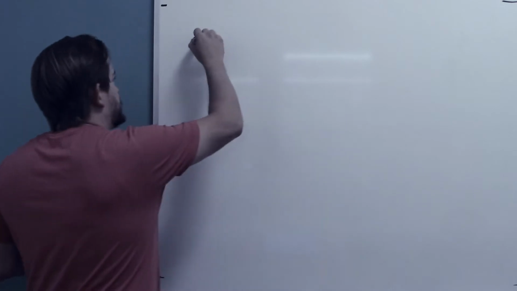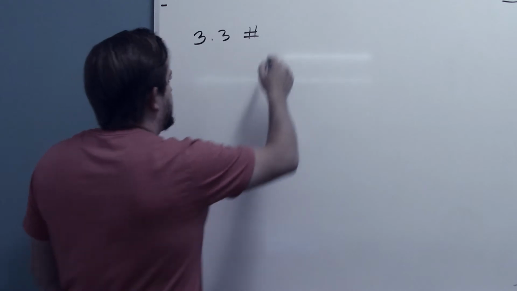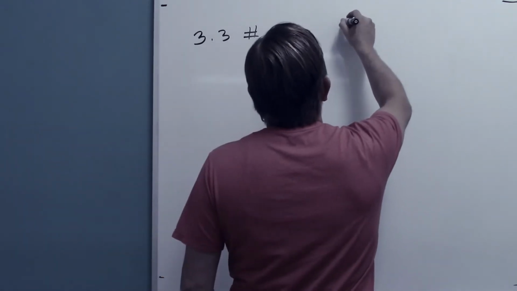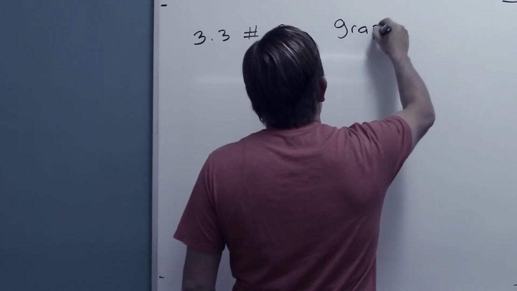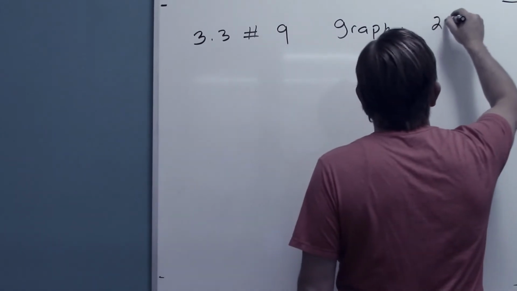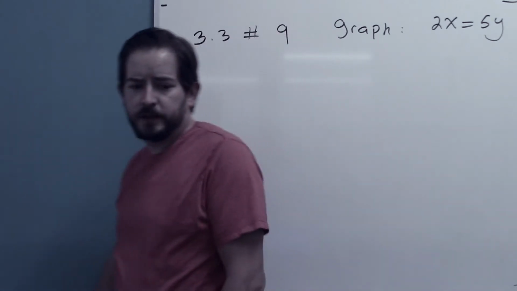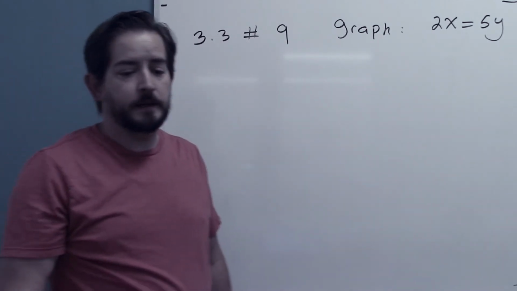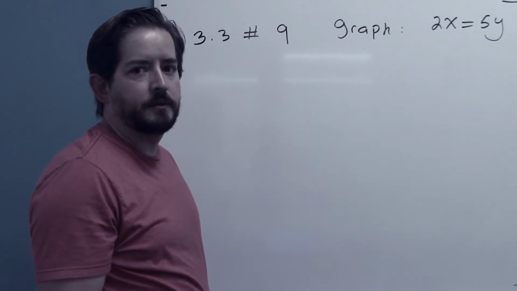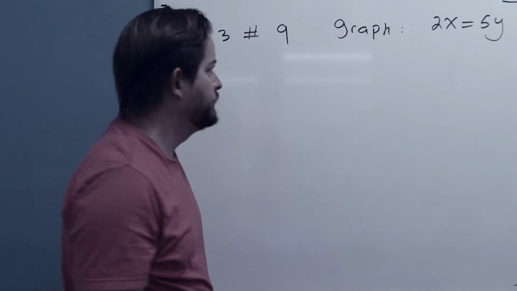This is 3.3, looking at number 9. It says to graph, given 2x equals 5y. So we're asked to graph this by finding the intercepts, right? It's a little bit misleading because the first intercept you find is going to be 0, 0, and there's only 1, right? So we can still do it.